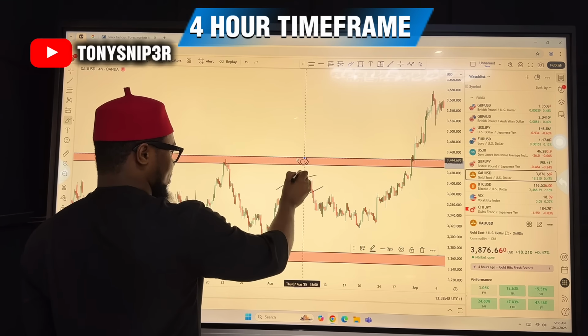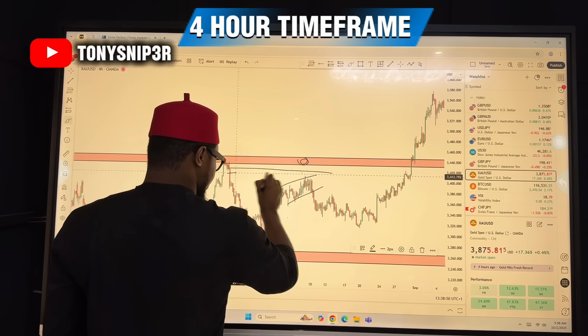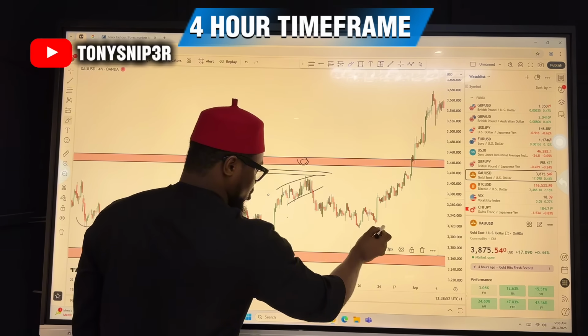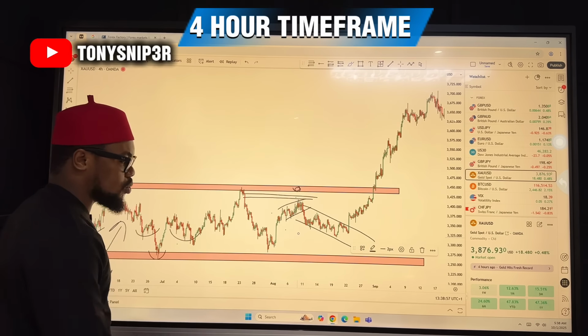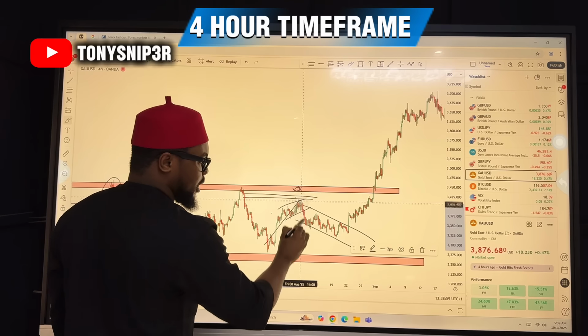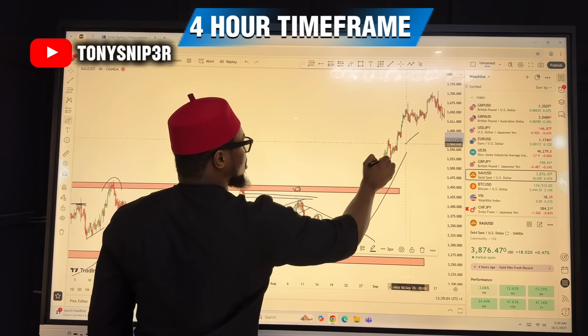It did not tap into our supply. So it came back to test here. Immediately the market tested here, what happened? We saw a huge drop to the downside. Now, as we saw this huge drop, you can classify this huge drop as a what? As a push to the upside, a consolidation, then more push to the upside.